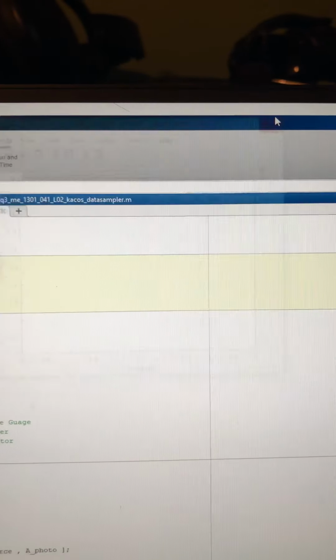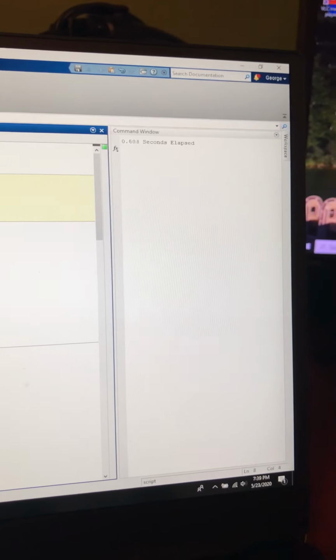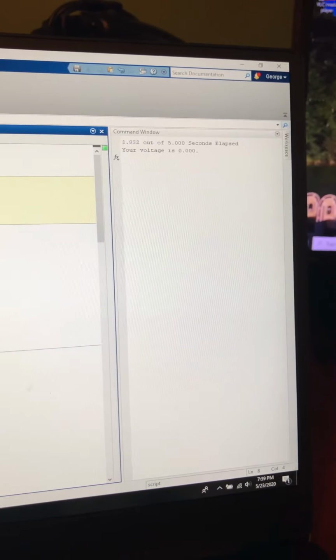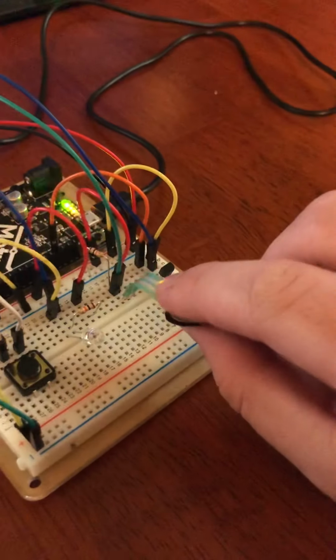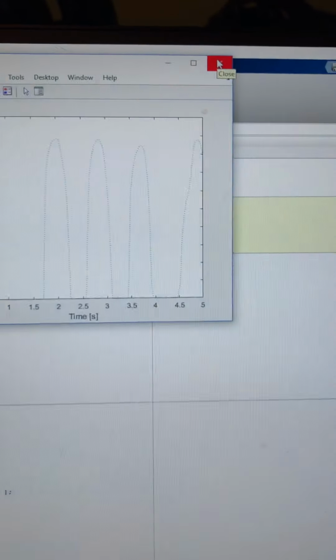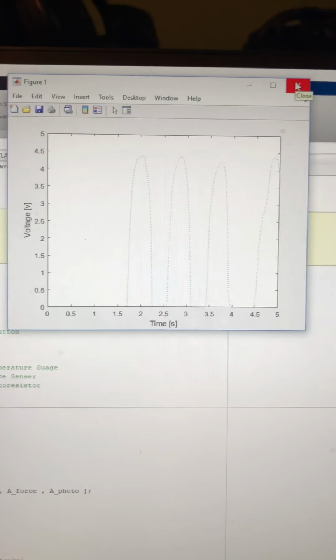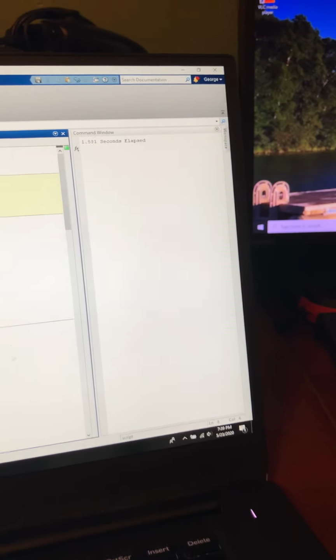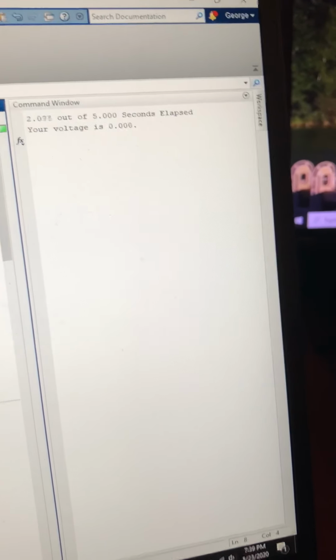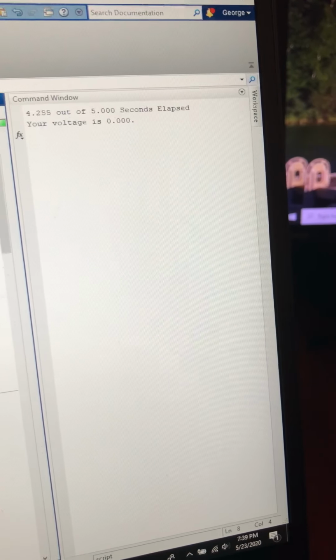And finally, we have the middle one, the force sensor. So I'll go ahead and select that. And you can see that when I press it, the voltage goes up. There's my graph of voltage times time. And then I'm going to give it a squeeze, a hard squeeze. And you can see when I give it a hard squeeze, I pulled it off.